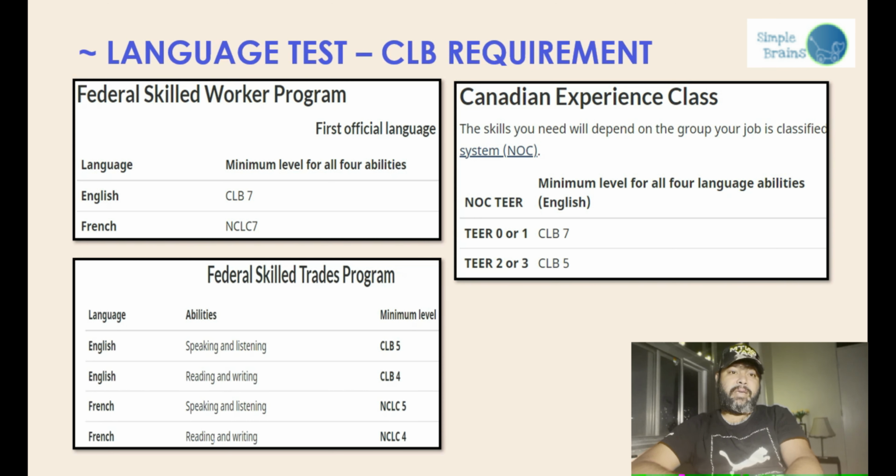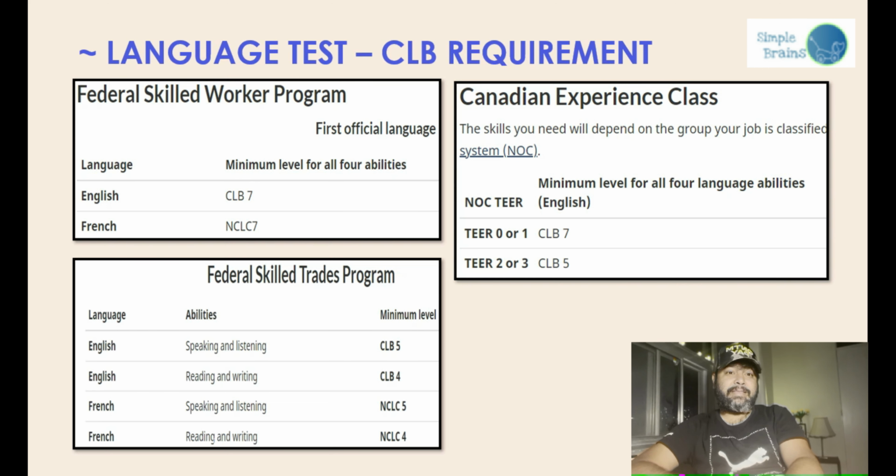Tier 2 or tier 3, where a diploma is required or where no degree is required but work experience is required, you go for CLB 5, right? So these are different requirements for different classes and different tiers. So you have to first see where you lie, and then accordingly you have to target what CLB I want, and accordingly fix your goal, how much I need in listening, reading, writing, all the four, right?